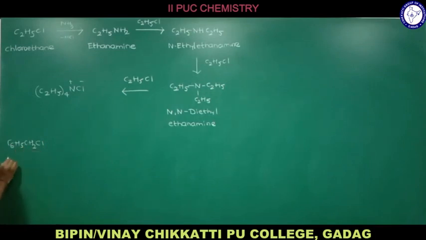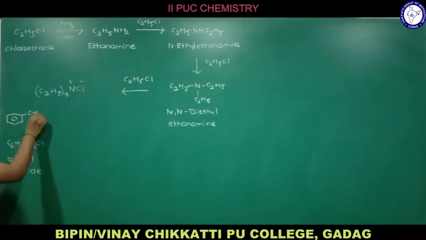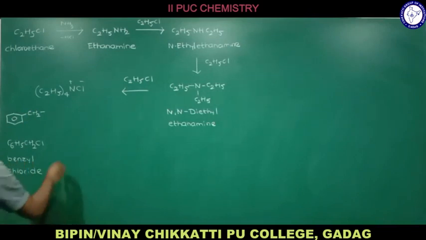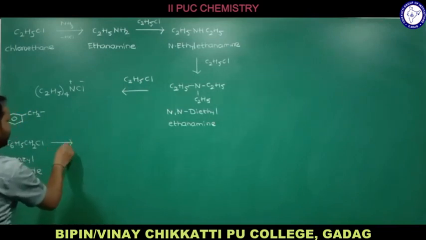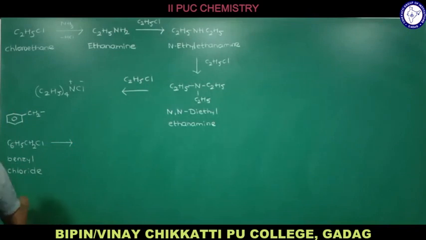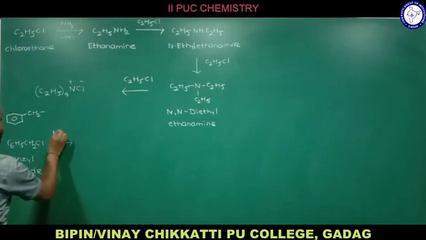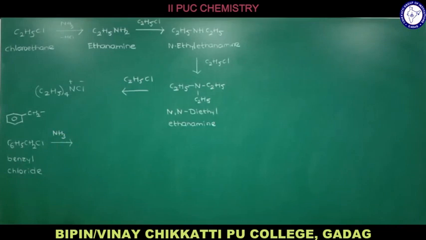C6H5CH2 is benzyl, and Cl is chloride. So benzyl chloride, you can remember it like this also. If we have a benzene ring with the CH2 group over here, that is considered a benzyl, and here we have a chloride, which is an alkyl halide, you can consider. And when it reacts with ammonia, NH3, what happens?